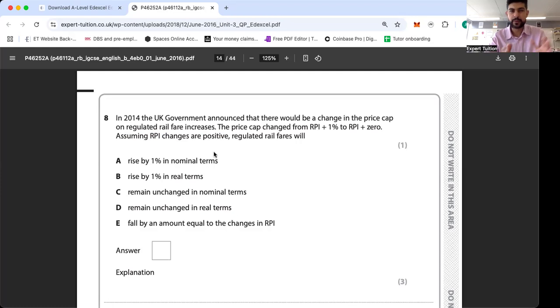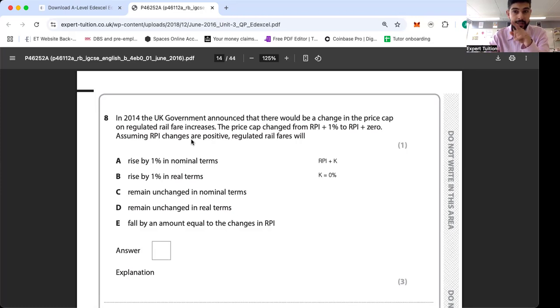Because the whole concept, firstly, are we dealing with RPI minus X or RPI plus K? We're obviously dealing with RPI plus K because we have a plus here. The whole thing about how the price cap used to be RPI plus 1 is utterly irrelevant to the question. The question is now just saying to you that RPI plus 0 is what we're dealing with. So in other words, we've got RPI plus K, and the K happens to be equal to 0%. What we're not told is what the inflation rate is, but we are told, importantly, and this is why it's important to underline keywords in a question like this or in a multiple choice question, that RPI changes are positive.